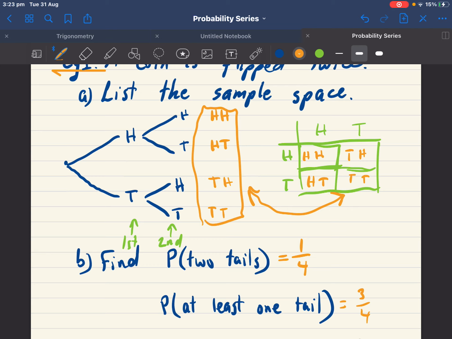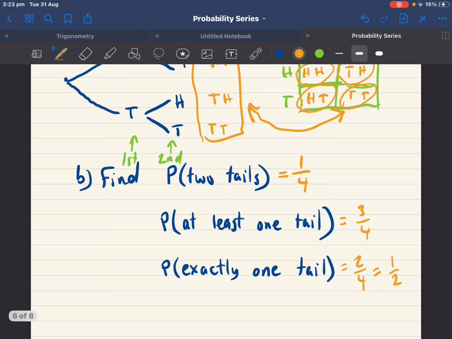The head, the head, tail, the tail, head, the tail, tail. If you do it in a different order, it doesn't matter, but you've got your 4 different outcomes. They're all listed there, and you could have just as easily looked at these 4 elements, the sample space, to find and calculate those probabilities.